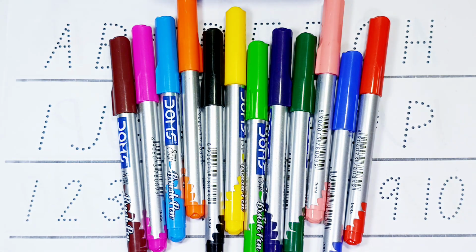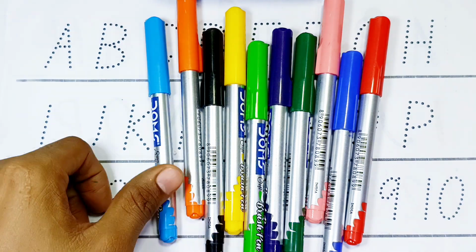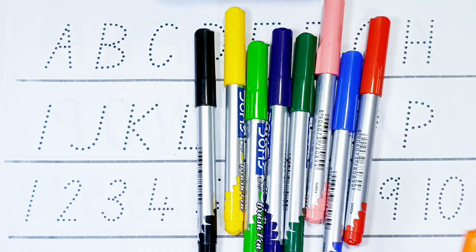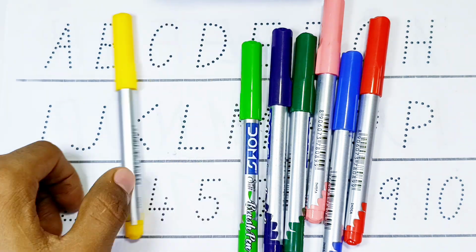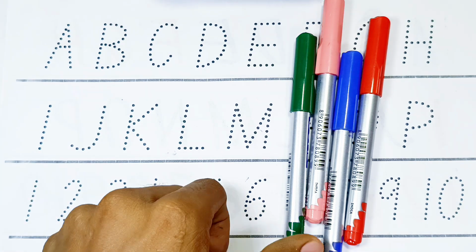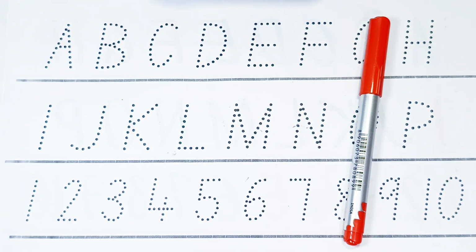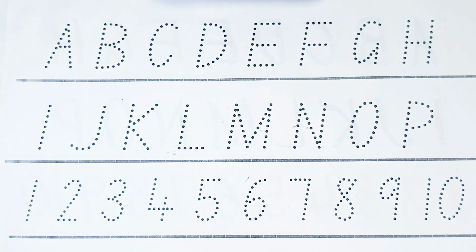Today we will learn and draw alphabets and numbers. So kids, let's learn the names of the colors. Brown color, green color, sky blue color, orange color, black color, yellow color, light green color, purple color, green color, light green color, blue color, and red color.